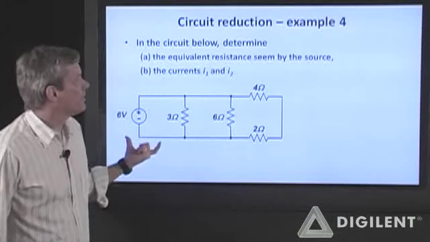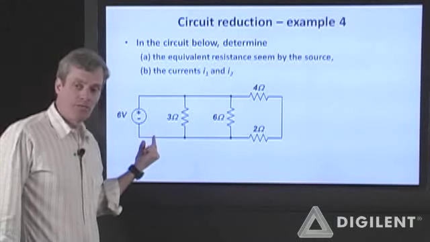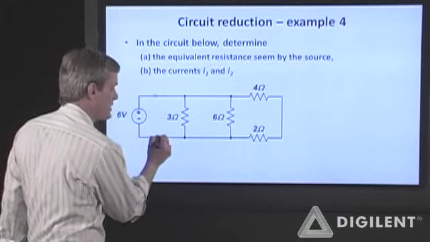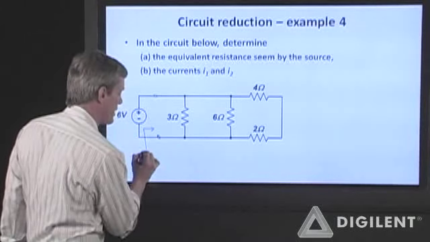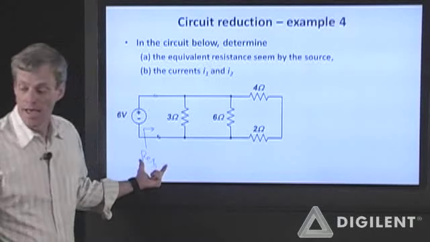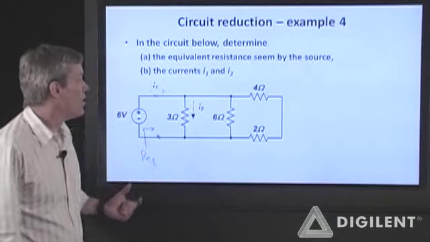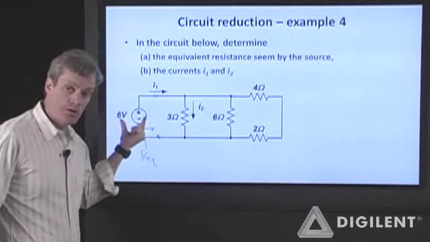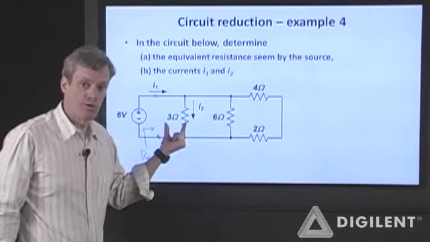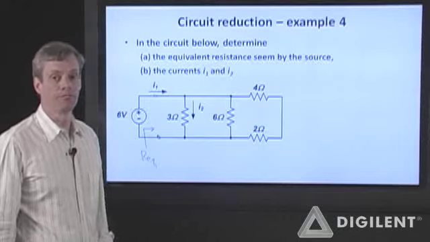And one last example. For this circuit, I want to first determine the equivalent resistance seen by the source. So I'm going to take these terminals here, look into those, and simplify this network to determine an equivalent resistance. After I do that, I want to find currents I1 and I2, where I1 is defined as the current out of the 6 volt source, and I2 is the current through the 3 ohm resistor. Take a shot at doing that, come back and watch me doing it.